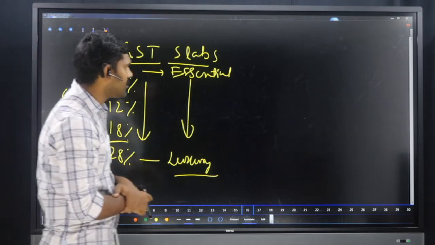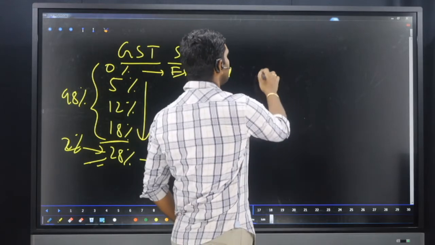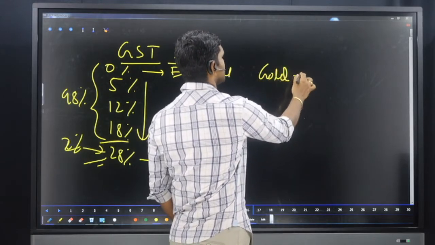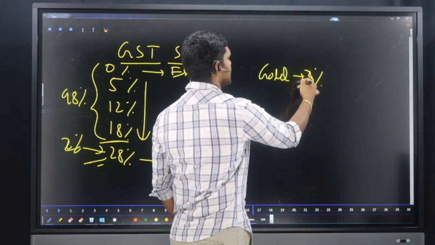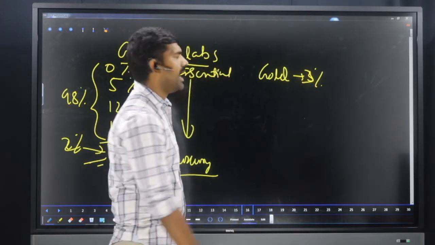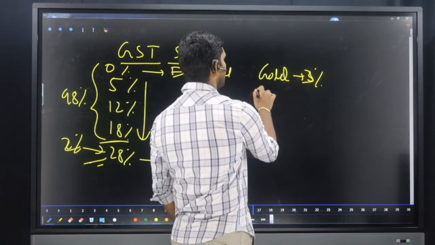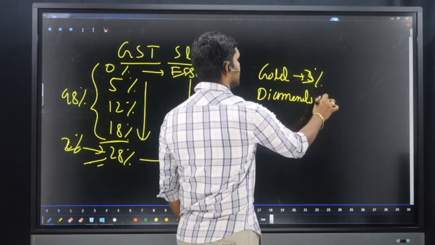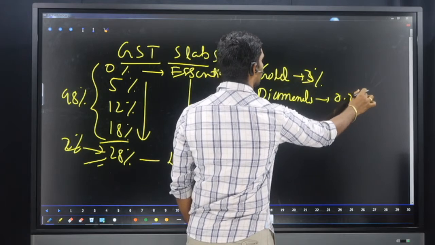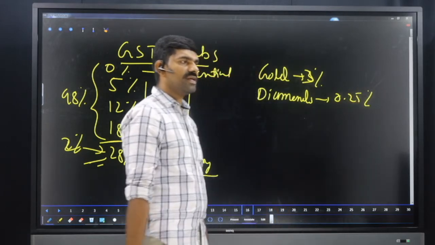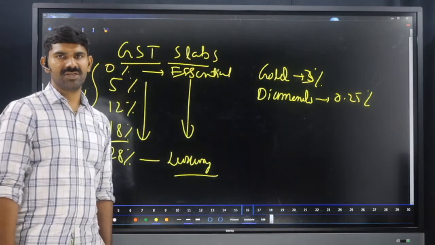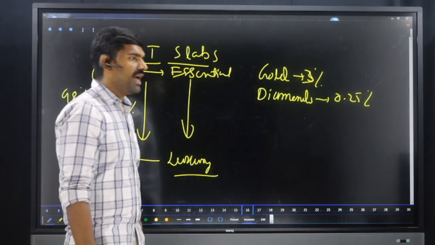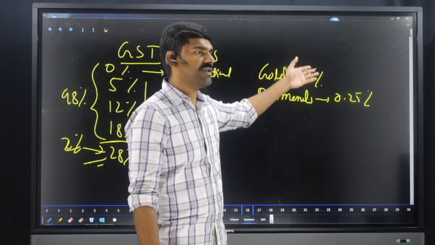Okay. And one more important thing is the tax rate on gold. What is the tax on gold? 3%. And when you come to diamonds, diamonds are taxed at 0.25%. Gold and diamonds are taxed at a very, very low rate.